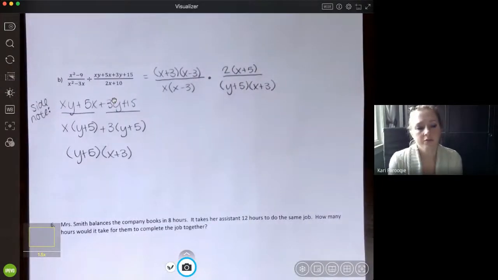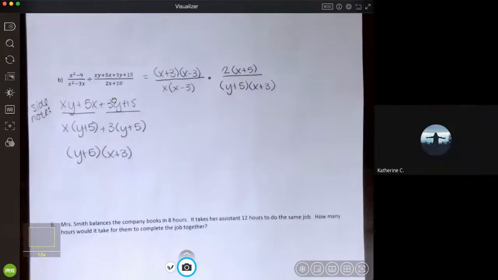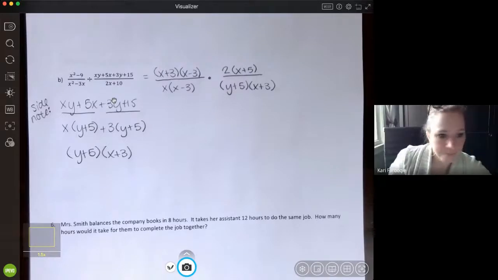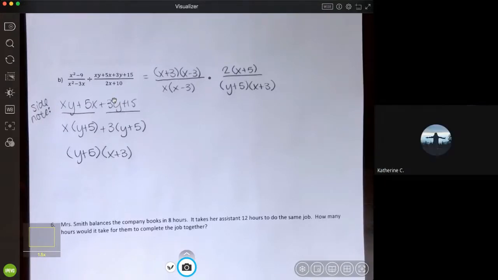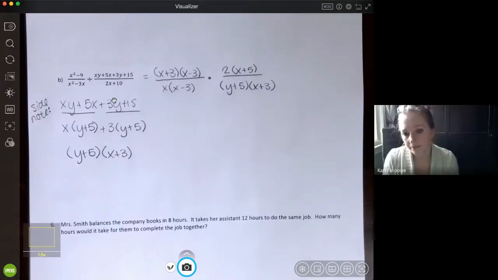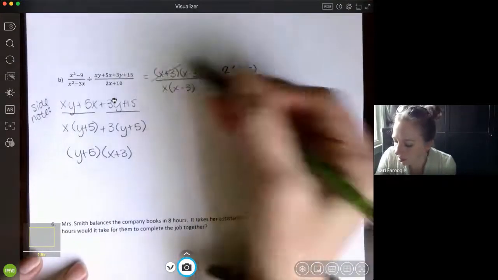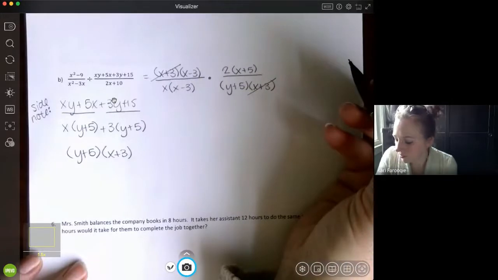Okay, questions so far? Does it matter, like, what if you put the x plus 3 first and then the y plus 5? No, does not matter. Yeah, multiplication's commutative. You can multiply in either order. It means the same thing. Okay, thank you. All right, so go ahead now and cancel out your common factors.